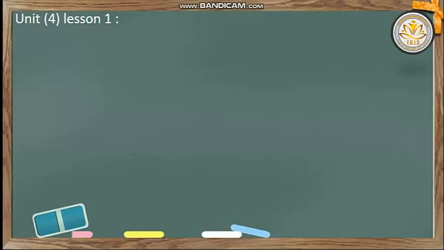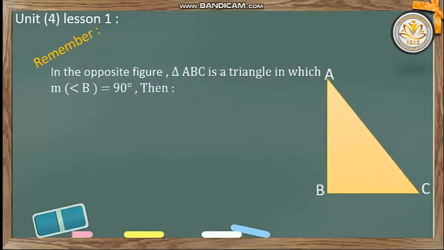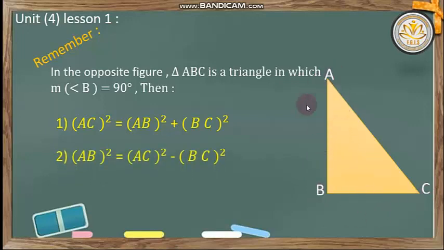Good morning, class. Today we will continue our lesson, the main trigonometrical ratios of the acute angles. Remember that in the opposite figure, triangle ABC is a triangle in which measure of angle B equals 90. Then AC power 2 equals AB power 2 plus BC power 2. AB power 2 equals AC power 2 minus BC power 2.